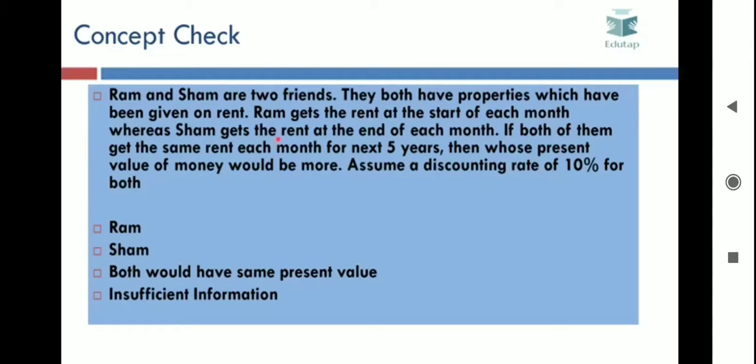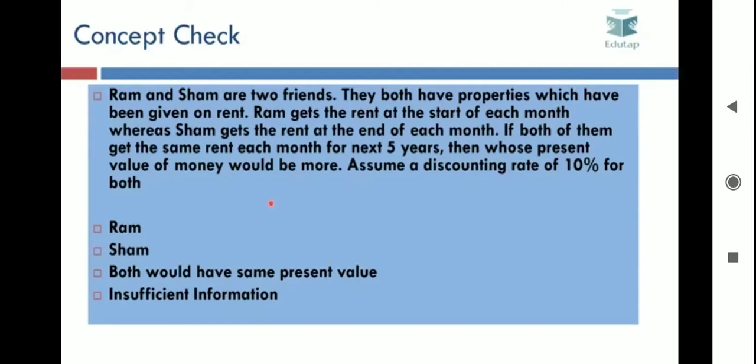So basically Ram is getting the rent at the start of each month and Shyam is getting the rent at the end of each month. Now the question is, if both of them get the same rent for the next 5 years, whose present value of rent would be more? And you have to assume that the discount rate is 10%.